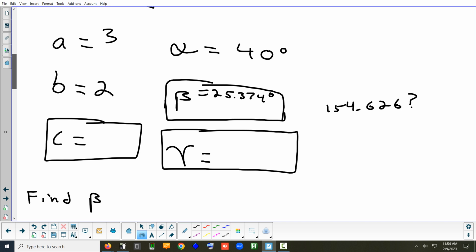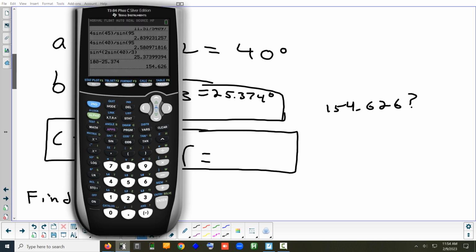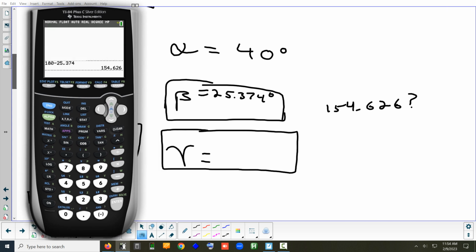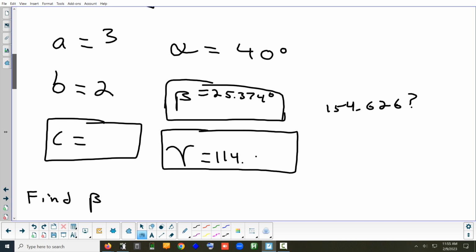Now I can finally get a piece of information in the last row, so that row won't be useless. What can I figure out in the bottom row? The angle. How would you get the angle? 40 plus beta, subtracted from 180. So I'm going to do 180 minus 65.374. I know we are using things that we calculated to find other things. There's no way around it, so you have to do that. Why did you do 65? Because beta is 25. So 40 plus 25 gives me the 65, and then subtract from 180.